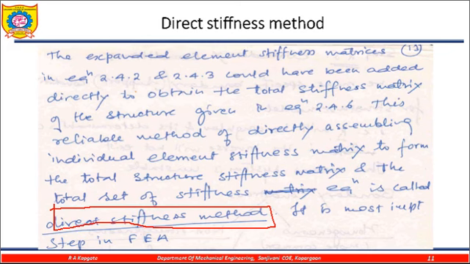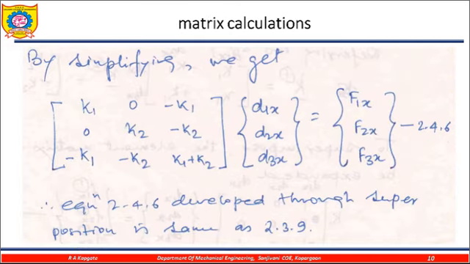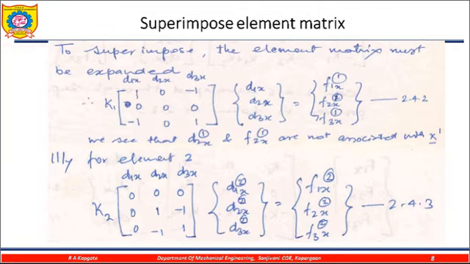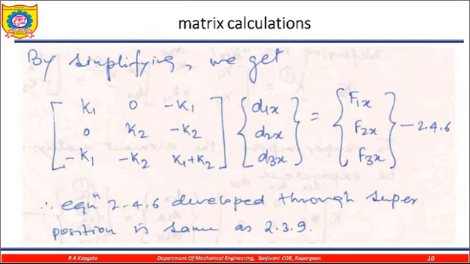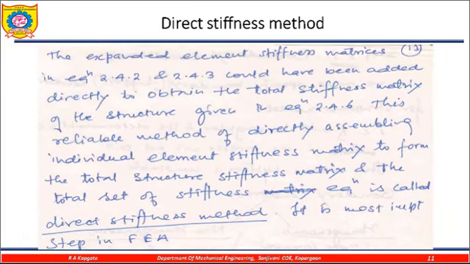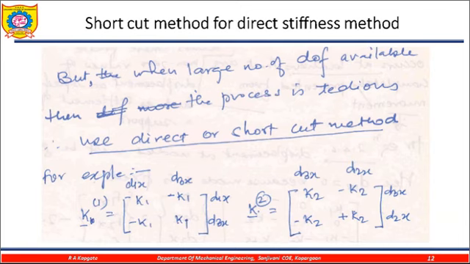In the direct stiffness method, first of all we do the manipulation in the right way. We convert our matrix into this form and then add. So first write down your element stiffness matrix in this form, and just add it, and you get the final solution. So this is the direct stiffness method.